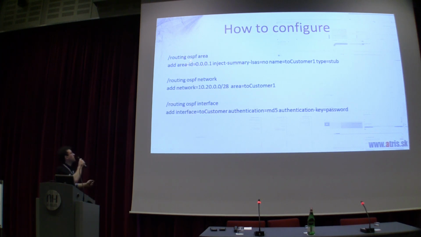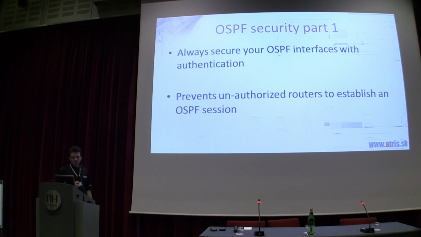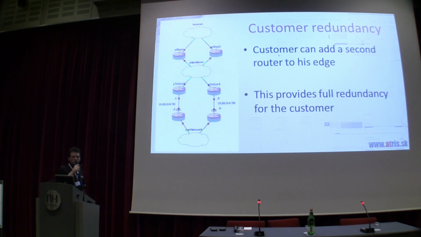So all we have done is we have created the area for the customer, set up an OSPF network to peer with the customer, and use authentication for the OSPF peering of the customer interface. So that was a basic example. If the customer decides that he actually needs redundancy on his part as well, it's really easy. Customer can just add a second router to his edge, and this would provide full redundancy to the customer.